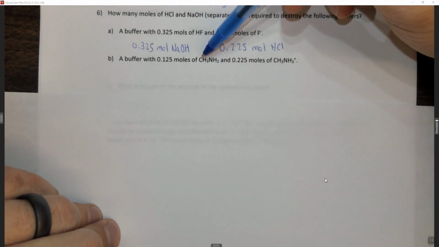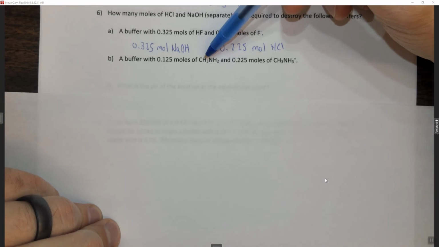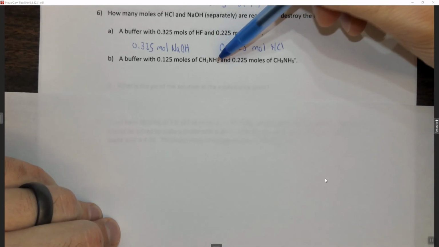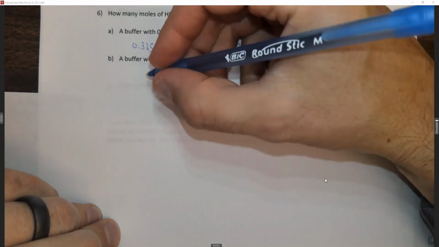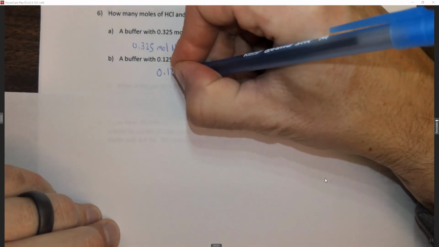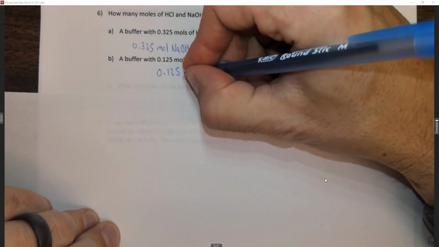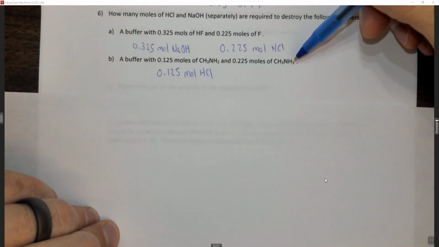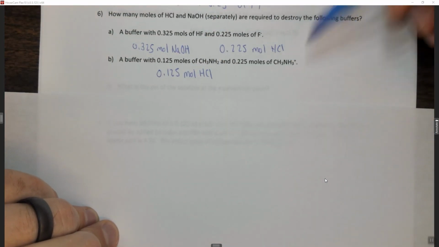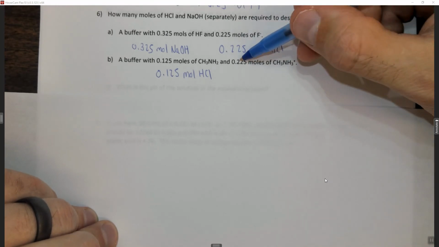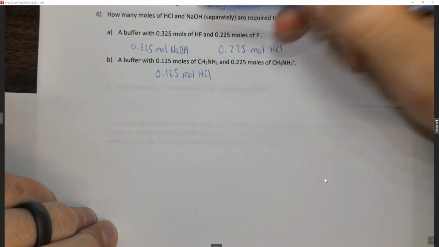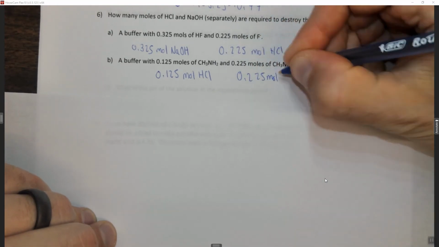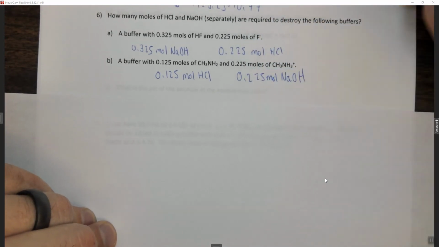All right, what if we have 0.125 moles of methylamine? Well, methylamine is a weak base, so it's going to be destroyed by HCl. Specifically, it's going to be destroyed by 0.125 moles of HCl. Its conjugate acid, the protonated methylamine, if you will, in this case, if we have 0.225 moles of it, we can deprotonate it with NaOH. Specifically, if we add 0.225 moles of NaOH, we'll have none of this left.